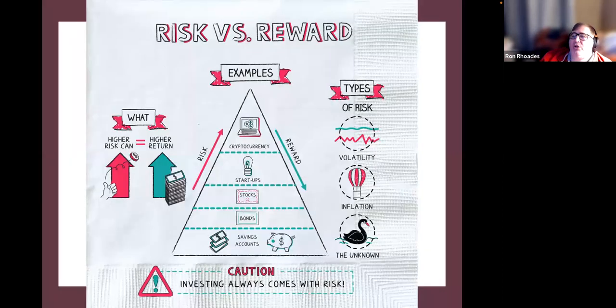All right. So risk and reward are related. The higher the risk, the higher the return. There's all different types of risk, the price volatility, inflation is a type of risk, and just a whole bunch of unknown risk out there.